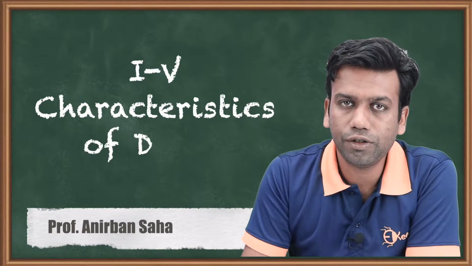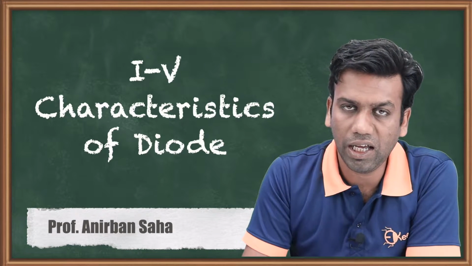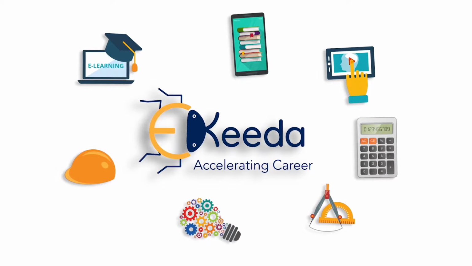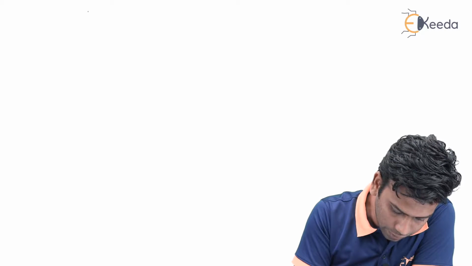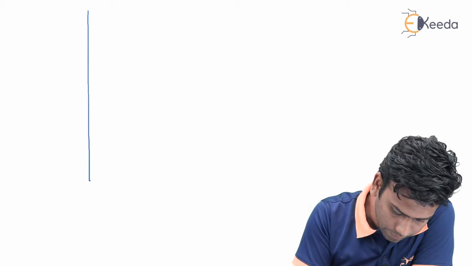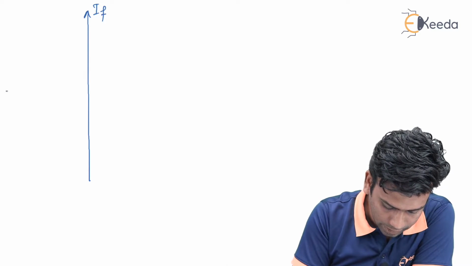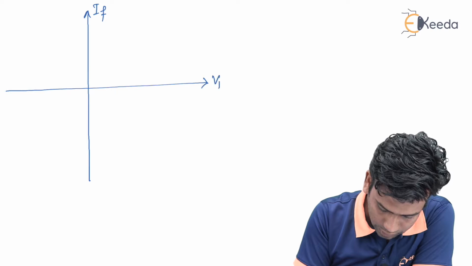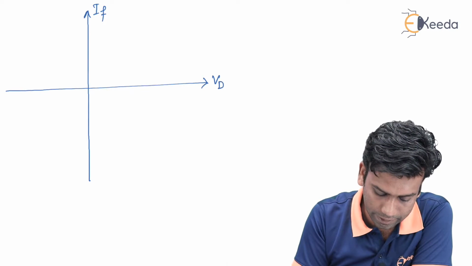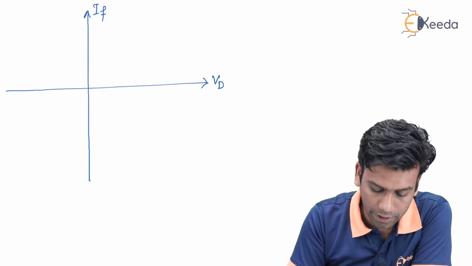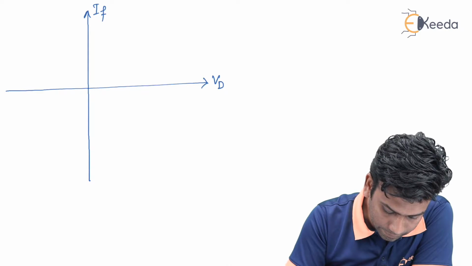Hello friends, in this video we are going to learn what will be the IV characteristics of the diode. So far we have known that the VI characteristics of the diode looks like this. This is the IF in the Y axis and this is the VD, diode voltage, in the x axis. Now the VI characteristics, that is VD versus IF graph, looks like this.